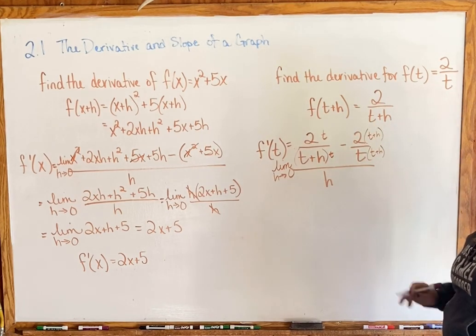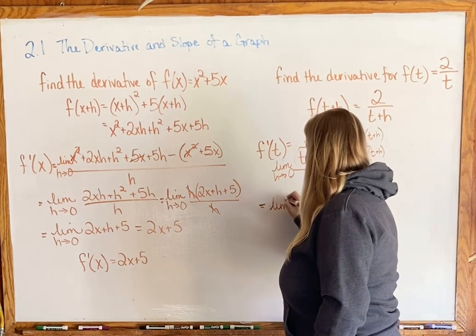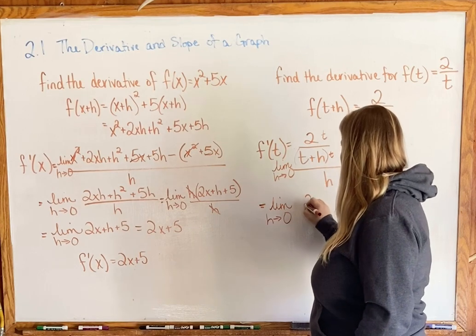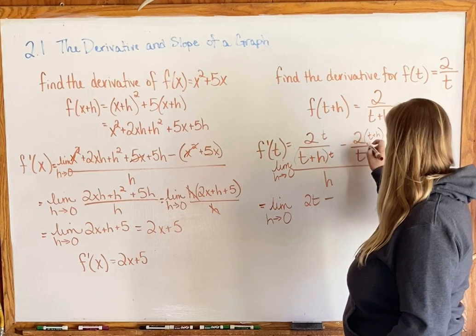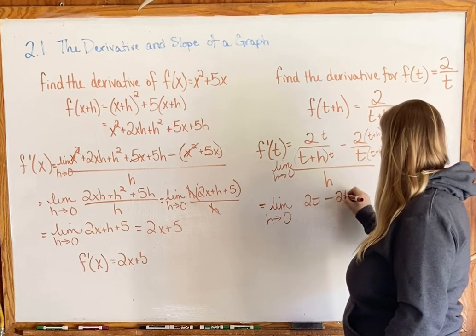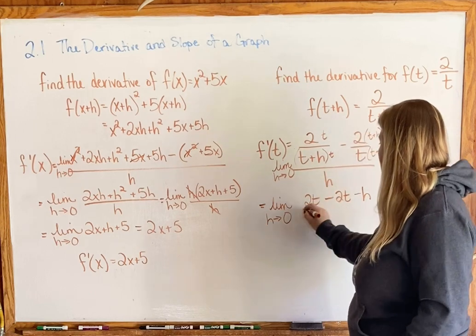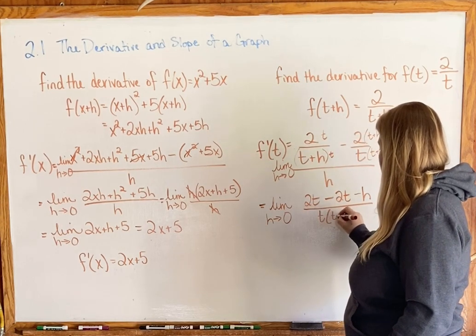Everybody agree? Common denominator going on there. So we'll say the limit as h approaches 0. So now we'll have 2t minus, and then we're going to have 2t minus h. Everybody see that up top there? But this is all going to be over t times t plus h.